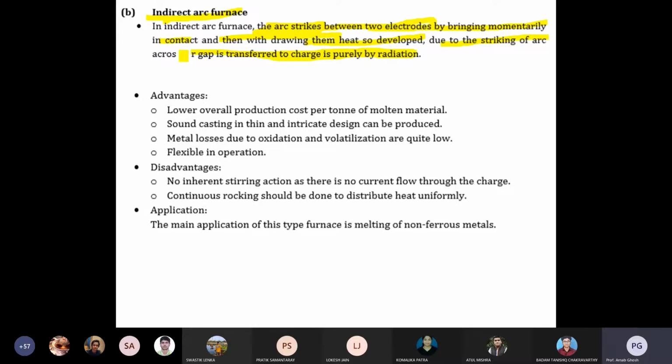So what are the advantages? The advantage is a lower overall production cost per ton of molten material.